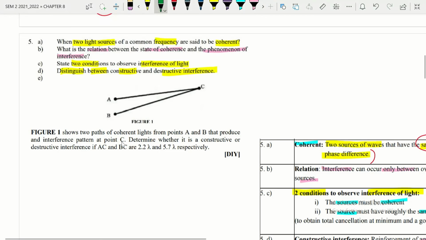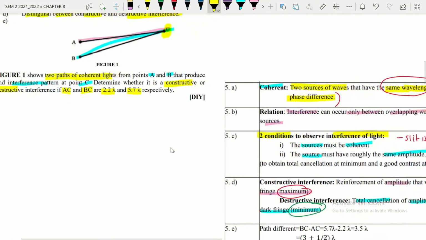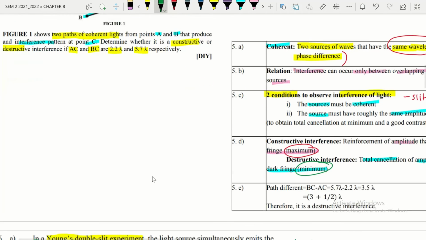Now let's look at question E. Figure 1 shows two paths of coherent light, path A and path B, from points A and B that produce an interference pattern at point C. The question asks us to determine whether it is constructive or destructive interference if AC and BC are 2.2 lambda and 5.7 lambda. So how are we going to tackle this question?